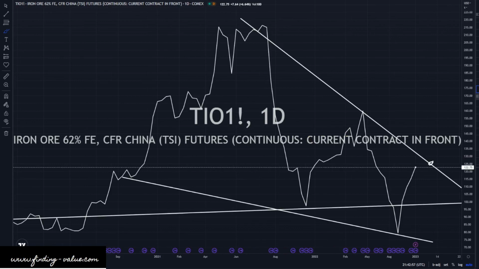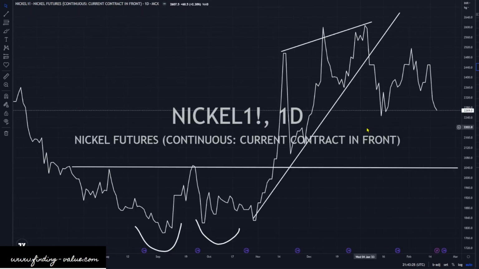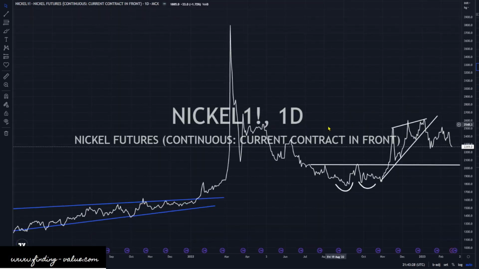This is iron ore. Iron ore is at 123, 124. I put this out over here. I don't know why this doesn't update, but we're at where the circle is, this one. So we actually broke out of that, and we are moving on up. It looks good. Nickel, slightly lower today. We're right at that support level.